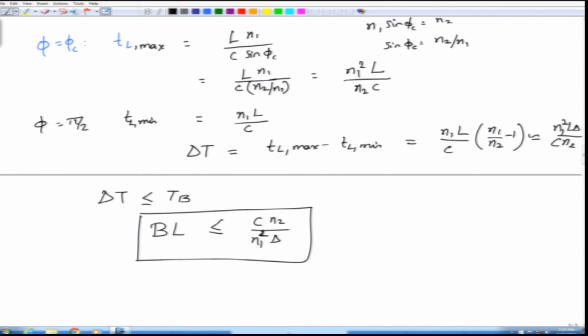It is the bit rate into length product, and it tells you that if you want a larger bit rate you have to reduce the length L, and if you want a larger length then you have to reduce the bit rate. And for a given multimode fiber with the parameters n2, n1 and delta known to you, this would be the limit on the bit rate into distance factor.